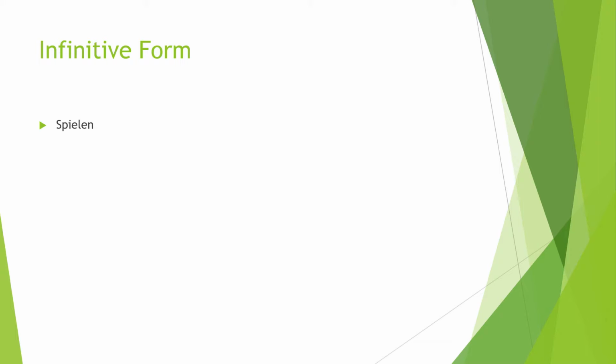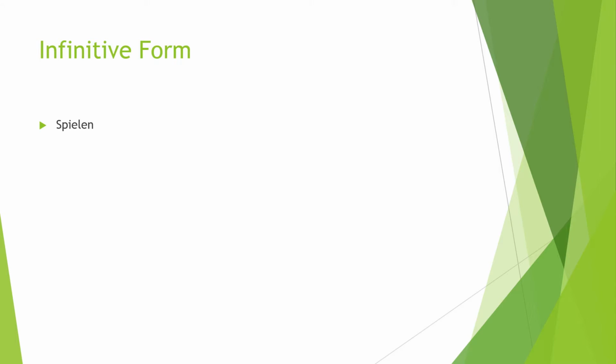Now, first off, the infinitive form. You can see the word spielen up there, but you may not know what it means. Now, it means to play. I just use the English infinitive, or the equivalent, and it's like to play, or to make, or to have, or to be. That is an infinitive form.